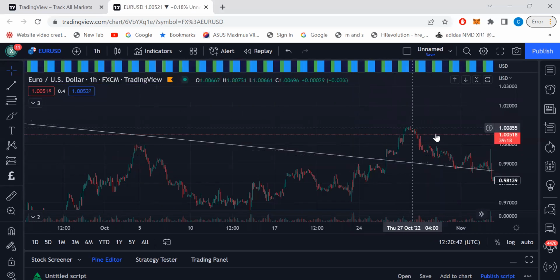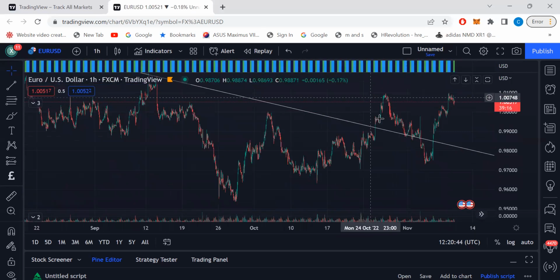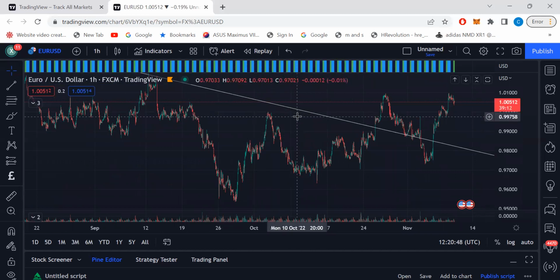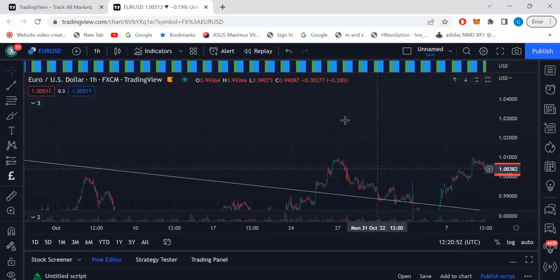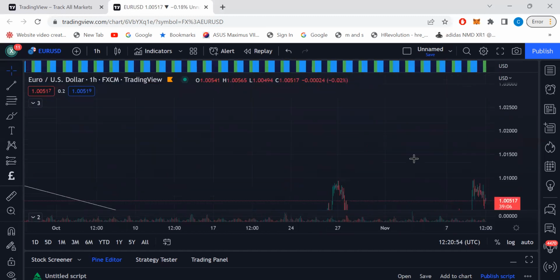So we focused on this little area around here. The reason we didn't want to get in the sell the whole way down is because of that market structure breaking to the upside. So I thought I would look around here on the lower time frames. That's what I like to do.